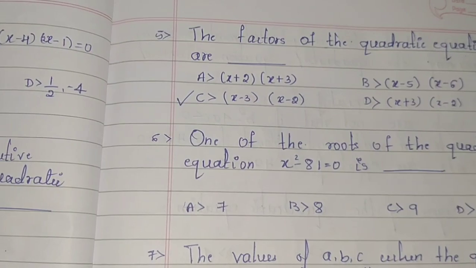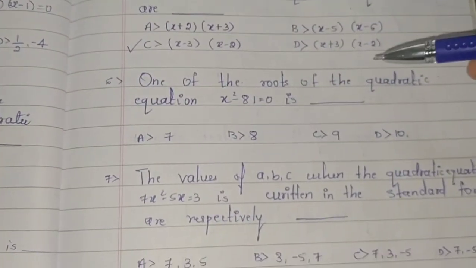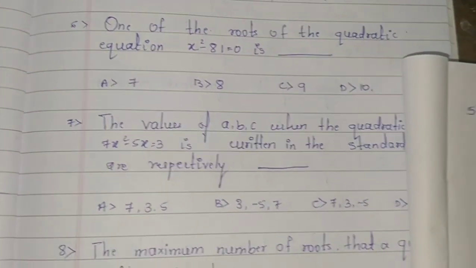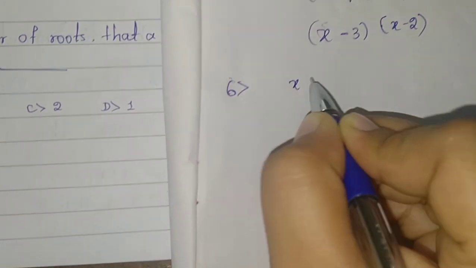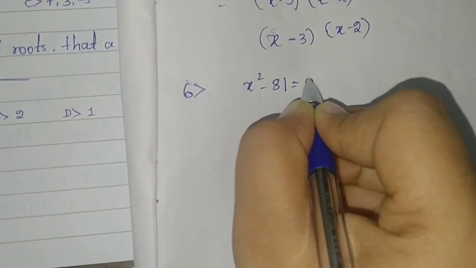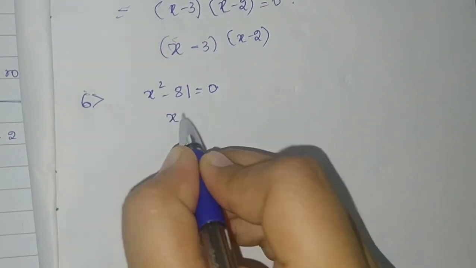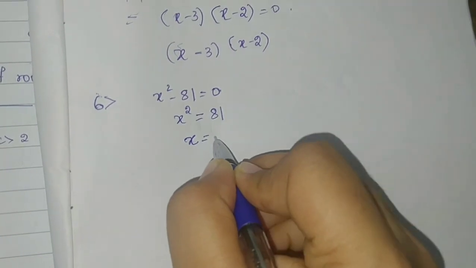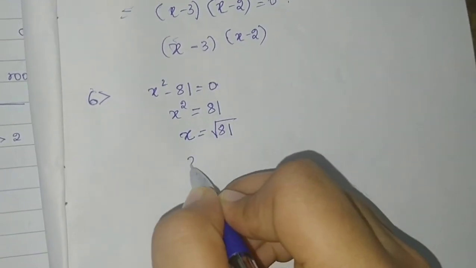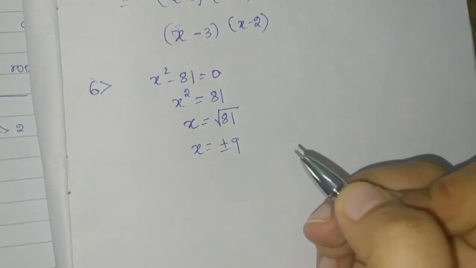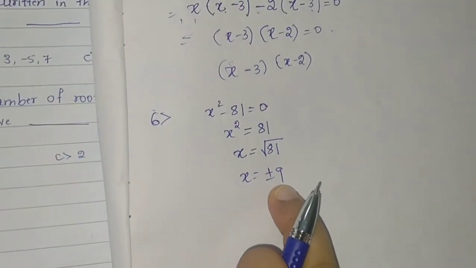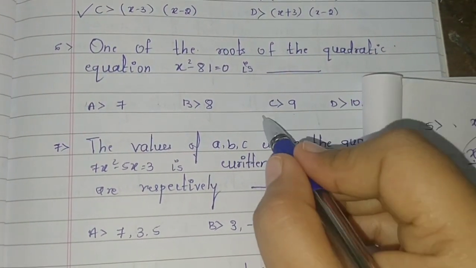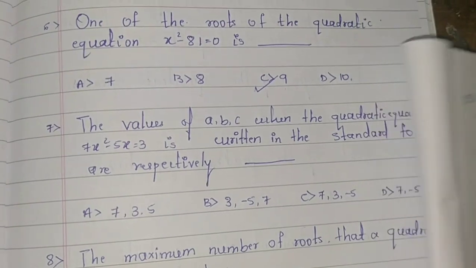Now we will see the next question: one of the roots of the quadratic equation x square minus 81 equals 0. That is the sixth question, x square minus 81 equals 0. Now you can see x square equals 81. So x is root of 81, that is x equals plus or minus 9. One of the roots is plus 9. In the options they have given plus 9, not minus 9. So the correct answer is x equals 9.